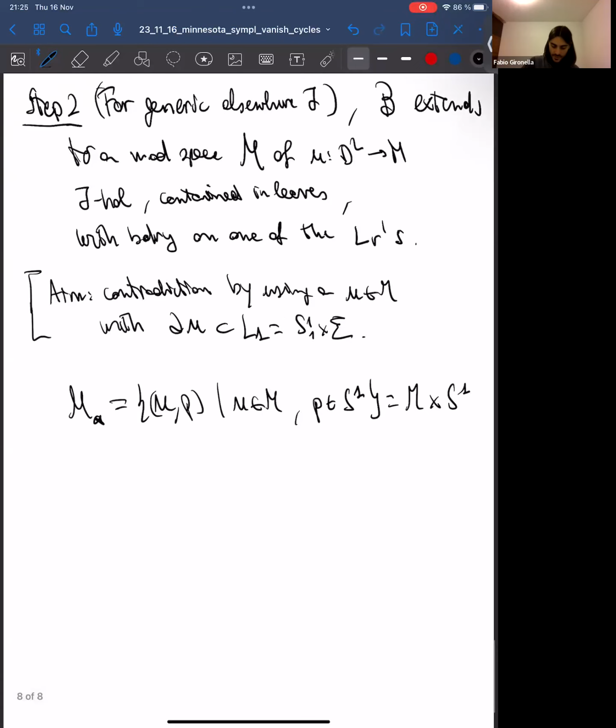But what's the advantage of looking at this is that we have an evaluation map to our manifold. But in fact, we know more. If we have U and P, we can evaluate U of P. But we know that these disks have boundary condition on these Lagrangians, right? And the Lagrangians live in the vanishing cycle. So actually, this evaluation map is valued in the vanishing cycle.